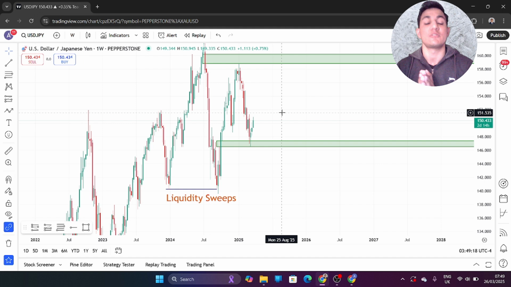I want to get on the daily chart, and I want to see the daily chart showing me similar things. I don't want the daily chart to be bearish. I don't want the 4-hour chart to be bearish, and then the 1-hour chart to be bullish. I don't want any of that. I want everything in agreement. So let's get onto the daily chart and see what we can see.